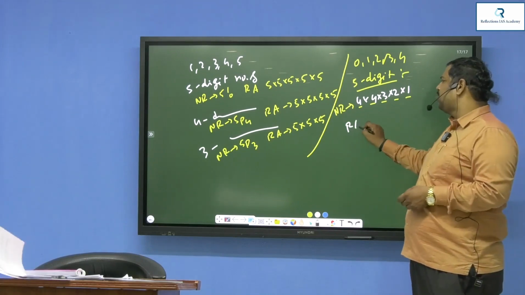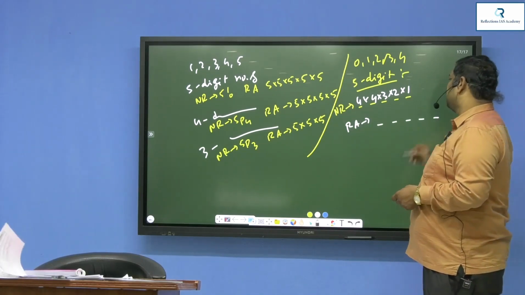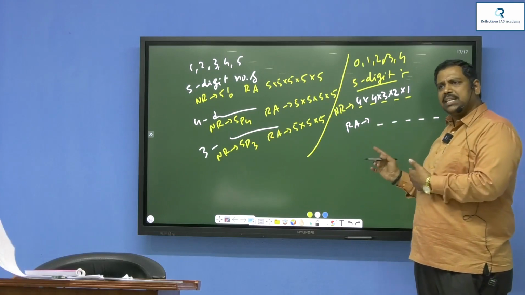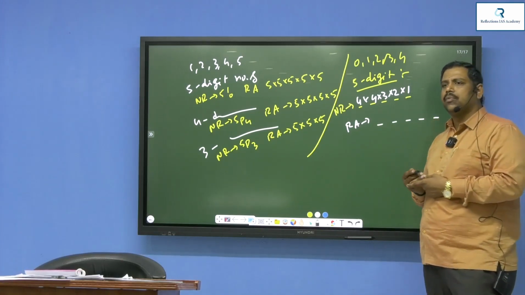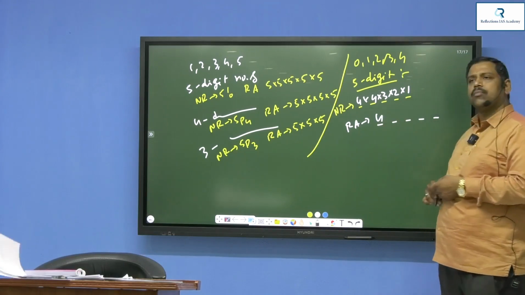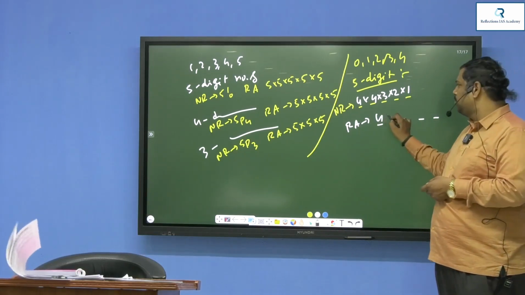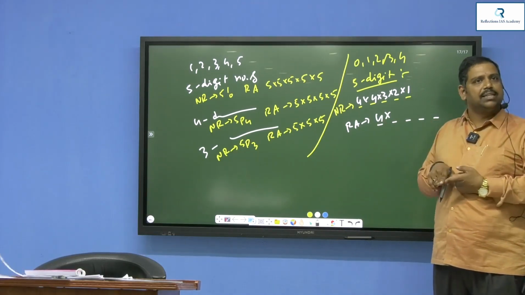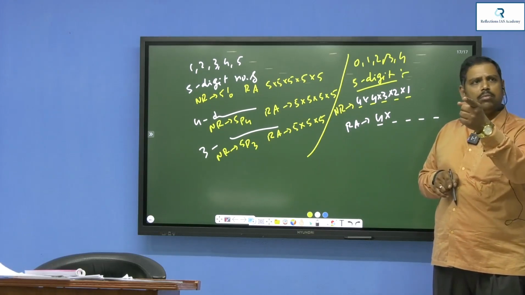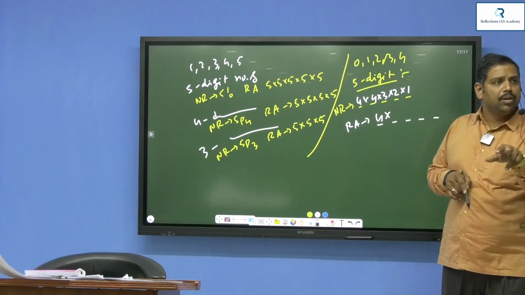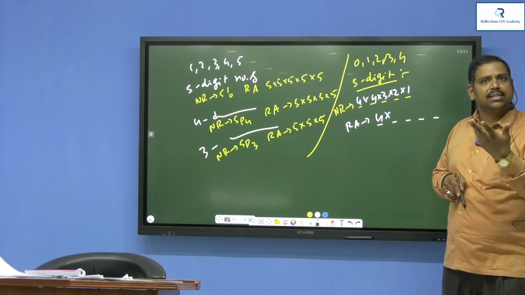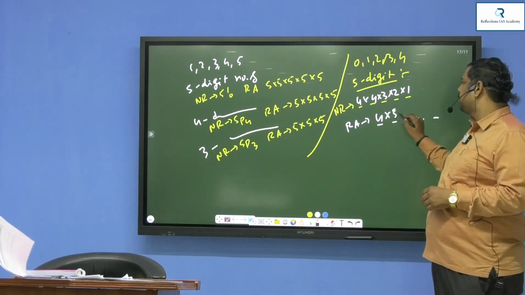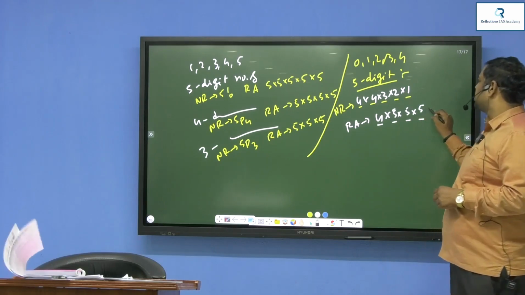Suppose repetition is allowed, not at all a change. 5 digits. The first place can be occupied by 0 or other than 0 only. Say it loudly. How many ways? 4 ways. The work is not completed. So for the second place, you can get a 0, you can get other than a 0. Repetition is allowed, anybody may come. How many ways? 5 ways. Next one, next one, next one.